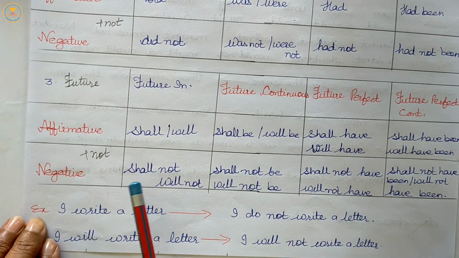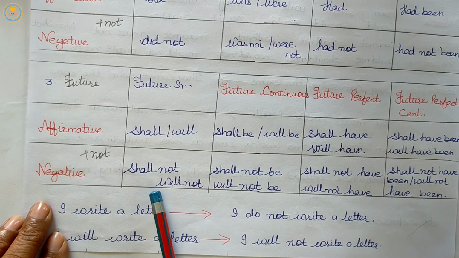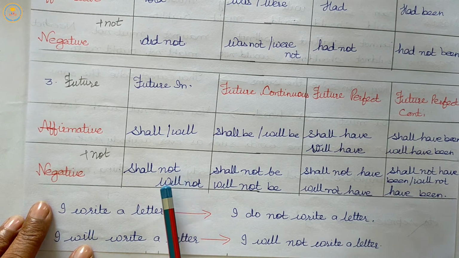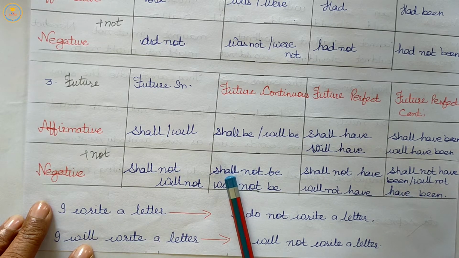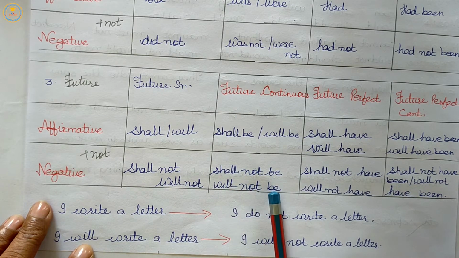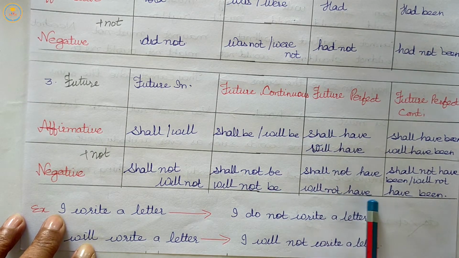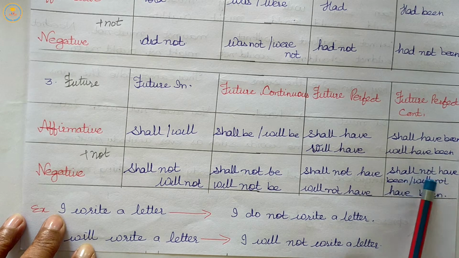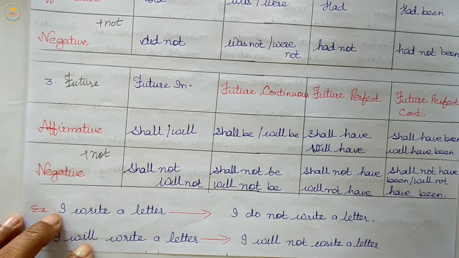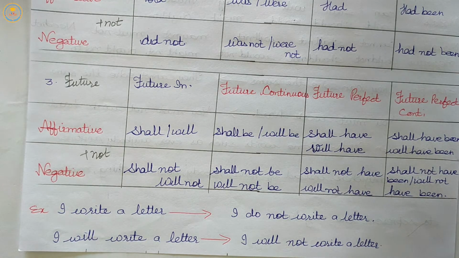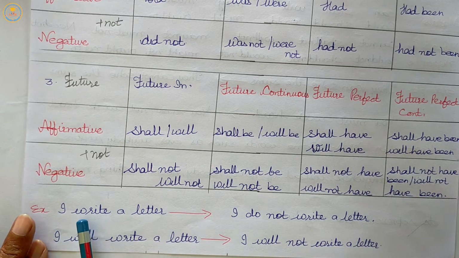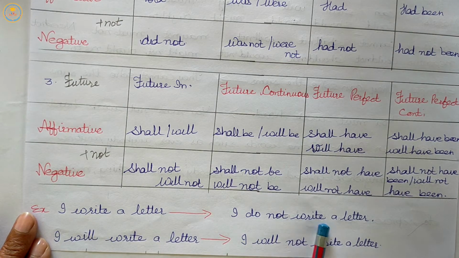So, the negative form of affirmative sentence in future indefinite is shall not, will not. And in future continuous, shall not be, will not be. Future perfect, shall not have, will not have. Future perfect continuous, shall not have been or will not have been. So, thoroughly read our first rule of negation, that is related to different types of tenses. And the example: I write a letter, I do not write a letter. I will write a letter, I will not write a letter.